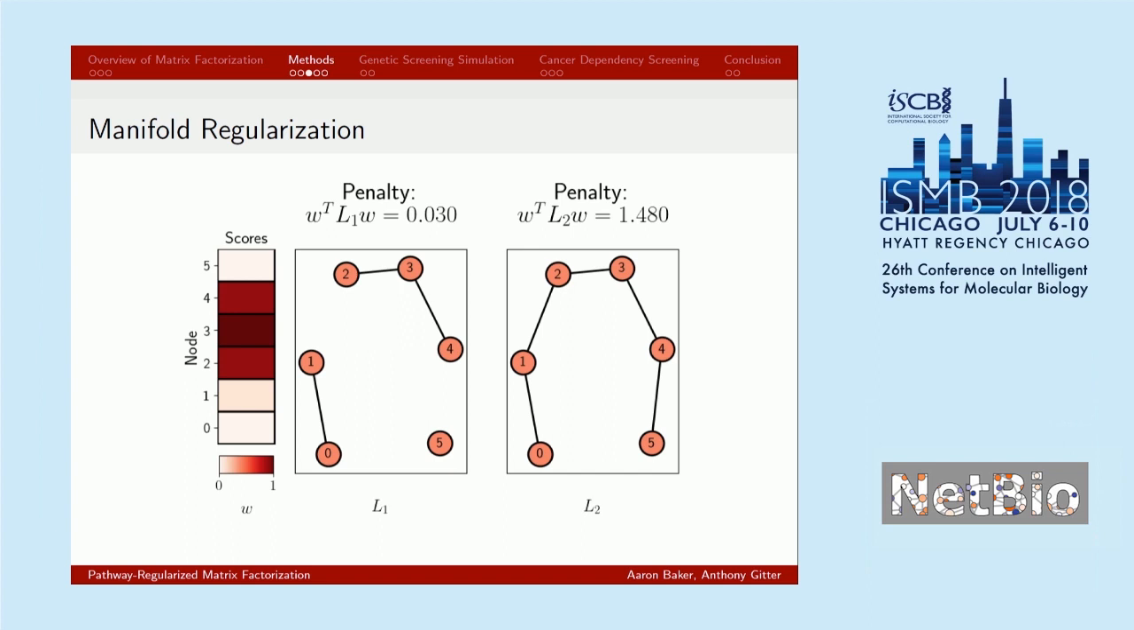But if we look at a second candidate pathway, the one on the right, L2, we see that the main difference between this pathway and the other pathway is that there are these additional edges between nodes 1 and 2 and between nodes 4 and 5. But these edges, if we look back to the latent vector, have the property that the nodes 1 and 2 have very different scores from each other, as do the nodes 4 and 5. And as a result, this association would not be a very good association. And so there's a higher penalty to be paid in our optimization procedure for making this type of association.